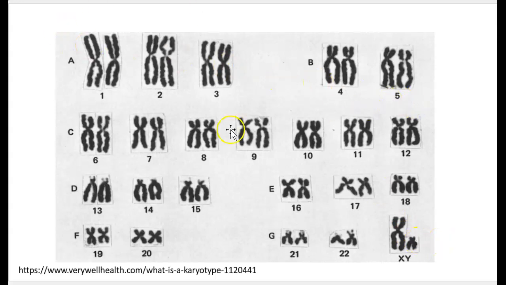We arrange the chromosomes by size. So the largest chromosome will always be chromosome 1, and the smallest will be chromosome 22. Like I said, 23 is kind of a special situation. So hopefully that gives you a better understanding of what a chromosome is.